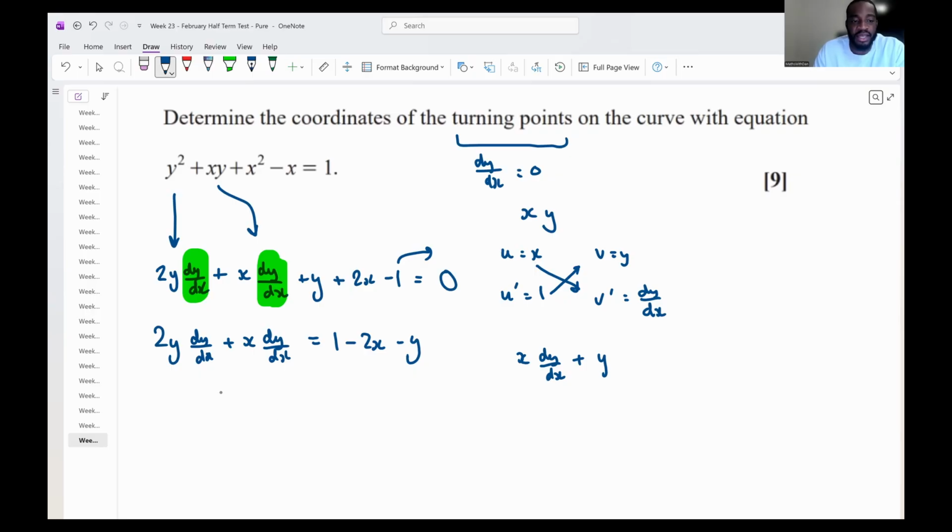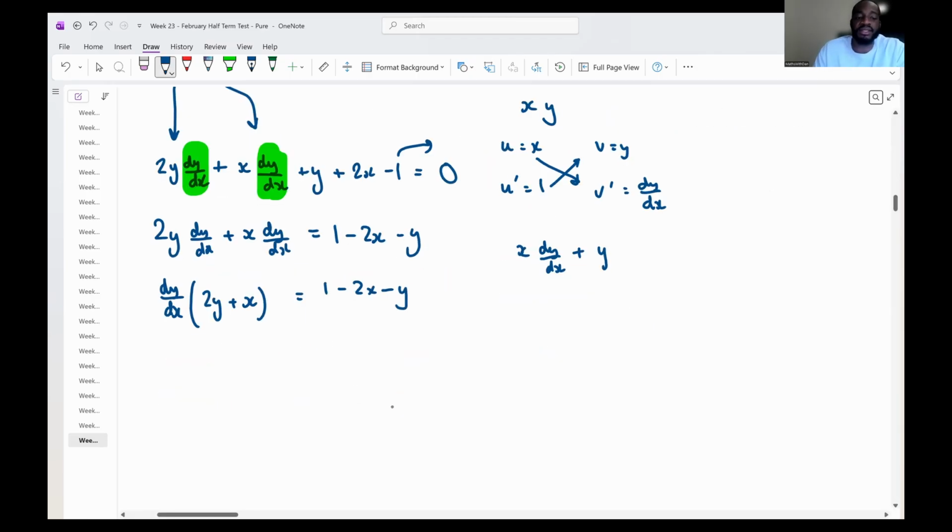Now, to get dy/dx, we just factor it out. At this point, it's just rearranging to make something the subject of the formula where it appears more than once. This is literally GCSE stuff now. 2y plus x, all times dy/dx, is equal to 1 minus 2x minus y. That means dy/dx will equal 1 minus 2x minus y over 2y plus x. So this is our derivative.